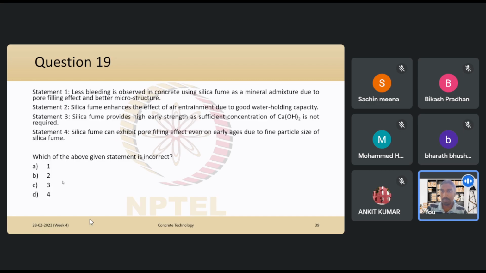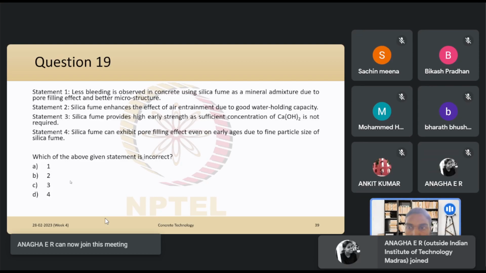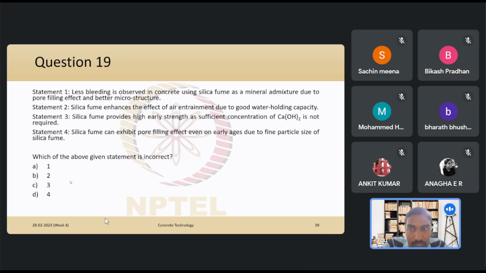Okay, question 19. Again we have 4 statements. Here we have to find out which is incorrect, right? So the statement 1 is less bleeding is observed in concrete using silica fume as a mineral admixture due to pore filling effect and better microstructure. Statement 2, silica fume enhances the effect of air entrainment due to good water holding capacity. Statement 3 is silica fume provides high early strength as sufficient concentration of calcium hydroxide is not required. And statement 4 is silica fume can exhibit pore filling effect even on early ages due to fine particle sizes. So which of these is incorrect?